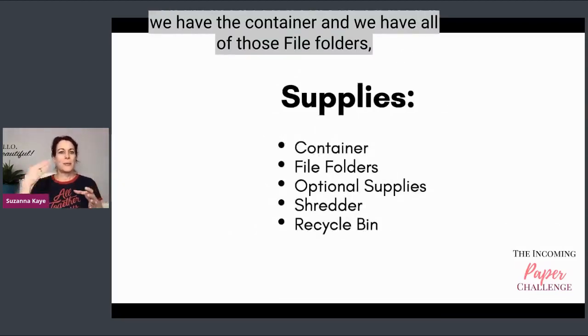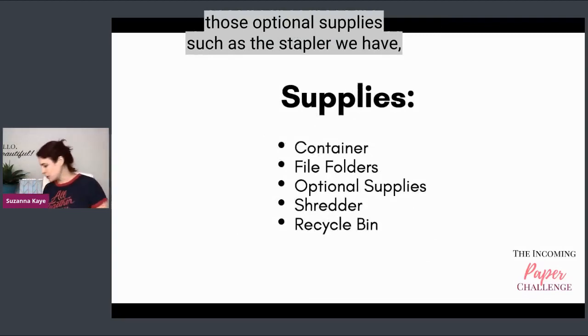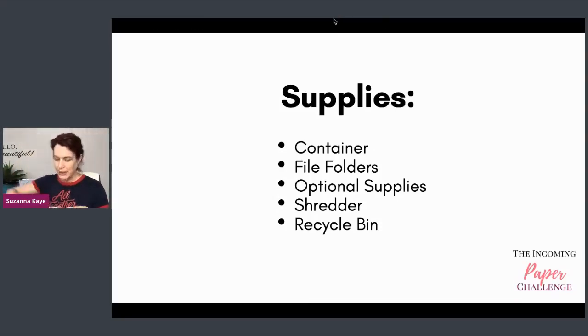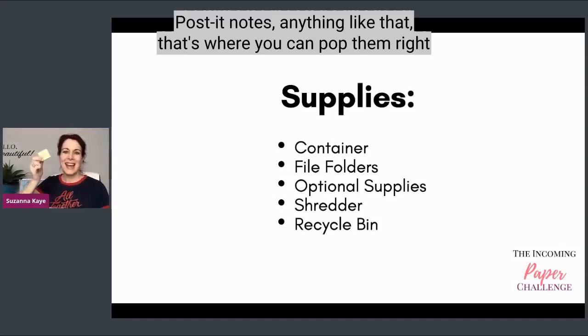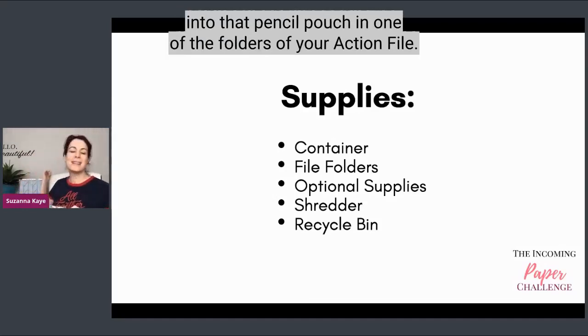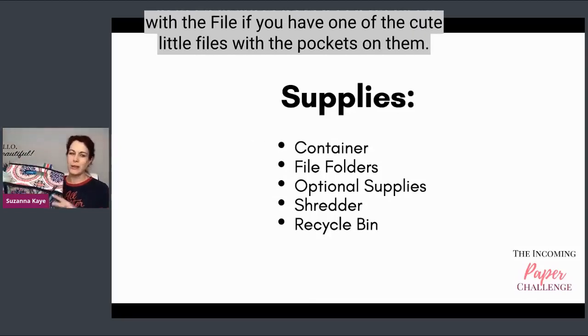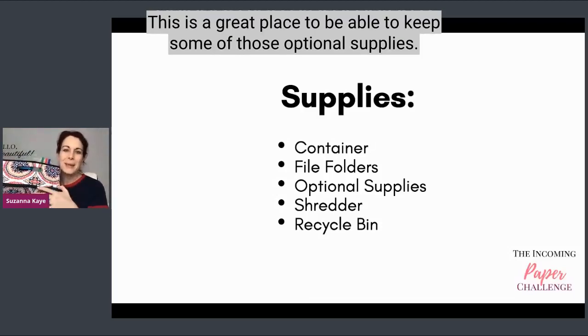We have the container and we have all of those file folders. Those optional supplies, such as the stapler, a scanned stamp to mark things that are scanned, Post-it notes, anything like that, that's where you can pop them right into that pencil pouch in one of the folders of your action file, or you could put a little bin next to your action file, somehow keep them with the file. If you have one of the cute little files with the pockets on them, this is a great place to be able to keep some of those optional supplies.